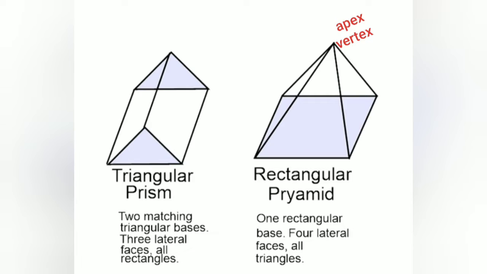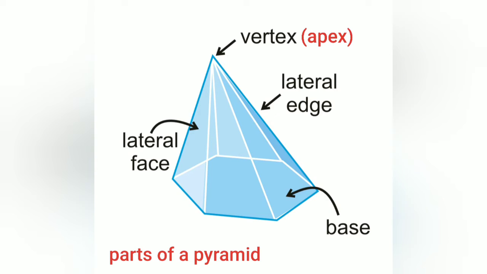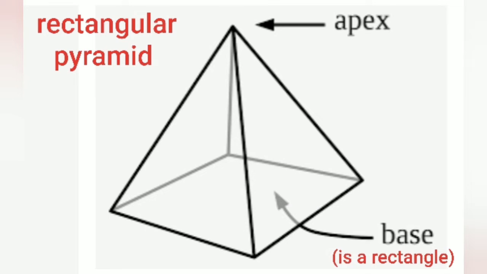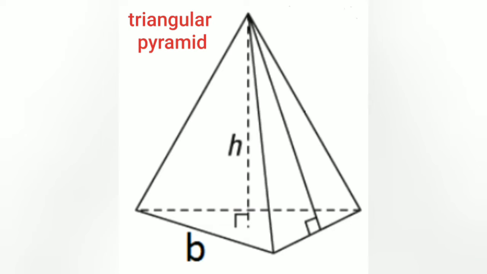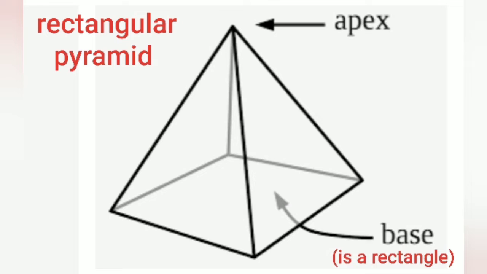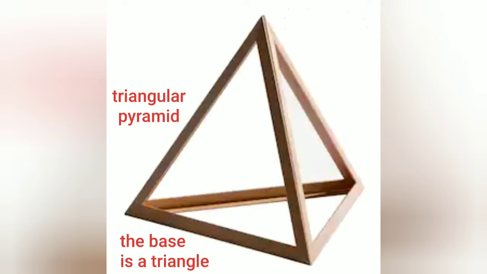Now, a pyramid has many different parts, and the base is important. And of course, the apex or the vertex at the top is important, but it also has edges and faces. And remember that the base could be any shape. Now, the 2 main pyramids that we're going to talk about are a rectangular pyramid and a triangular pyramid. They both have the same apex or vertex at the top. They both have faces or edges around the sides, but the base is different. Now, the pyramids we're used to are rectangular usually, but a triangular pyramid will look very similar.